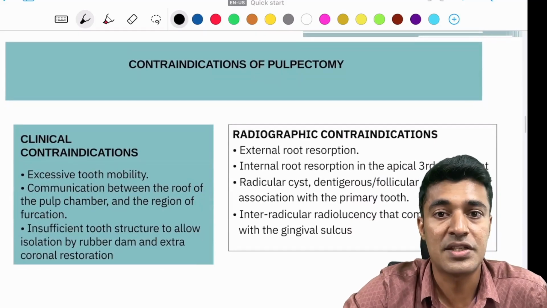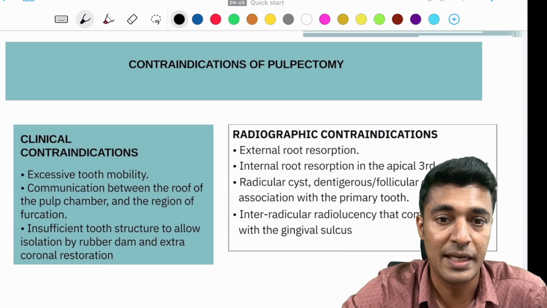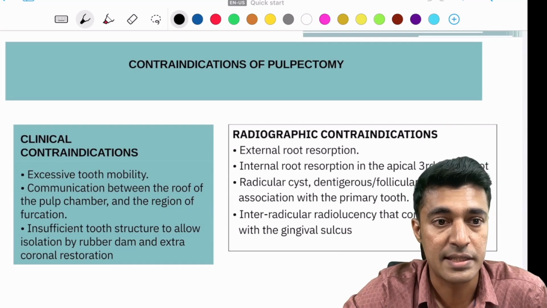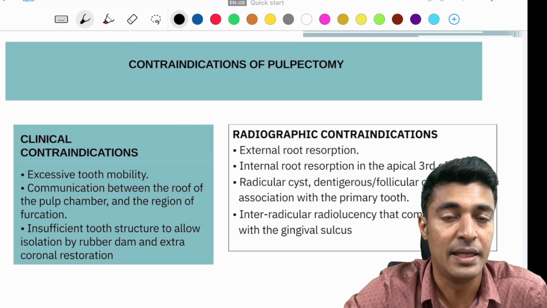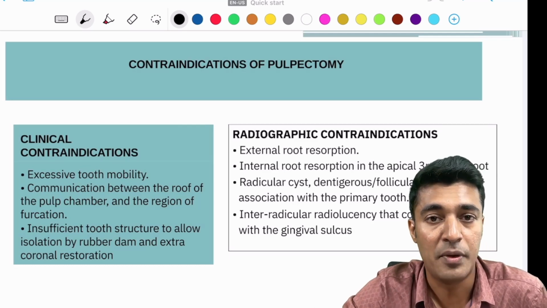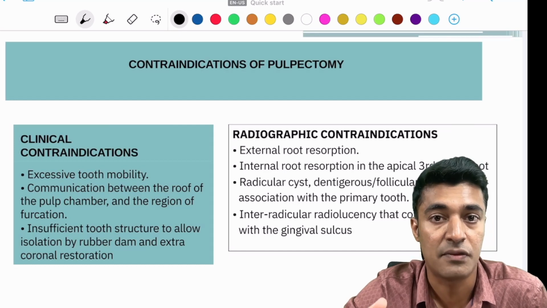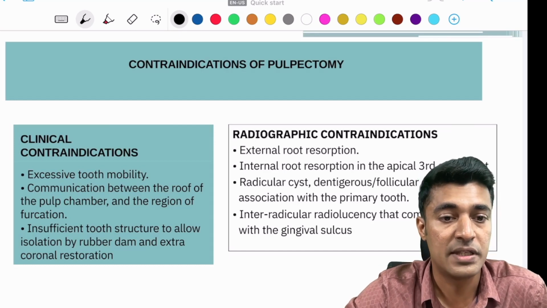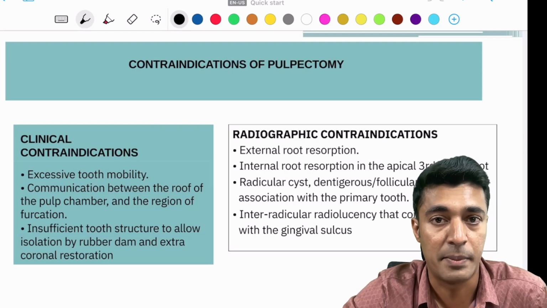The contraindications of pulpectomy are divided into clinical and radiographic contraindications. The clinical contraindications include excessive tooth mobility, communication of the floor of the pulp chamber and the region of bifurcation, and insufficient tooth structure to allow isolation via rubber dam.